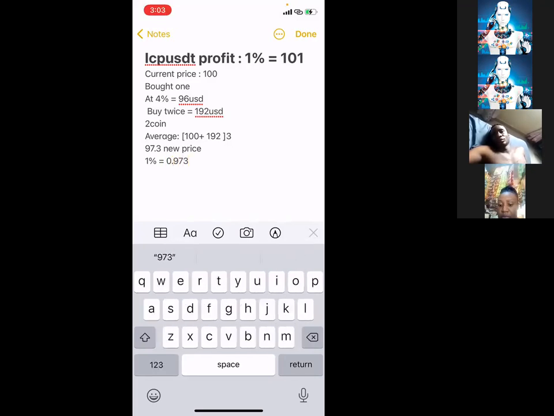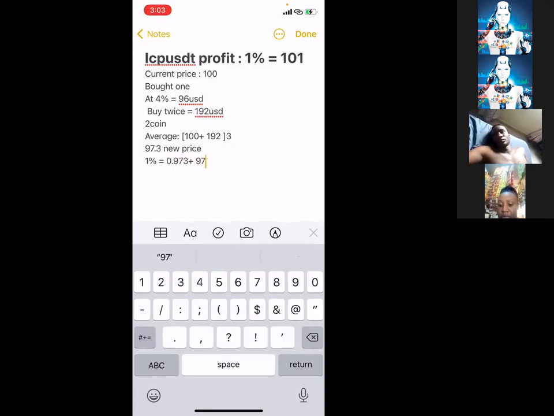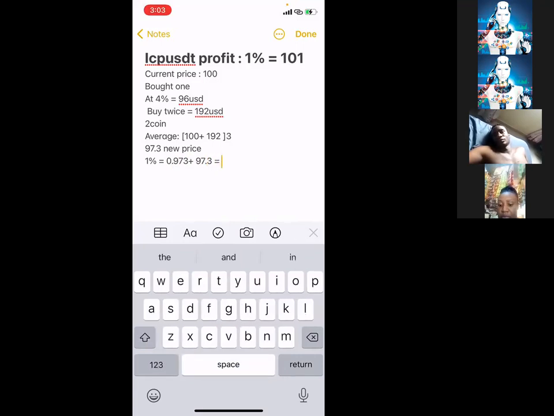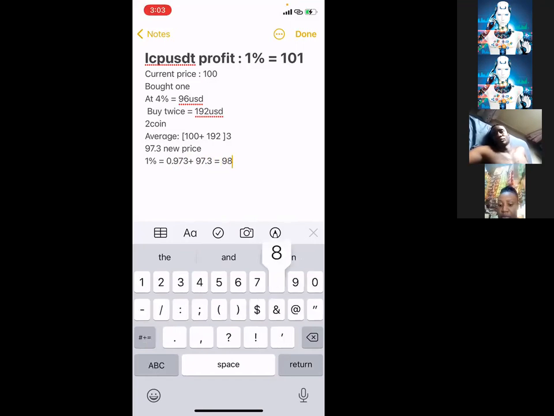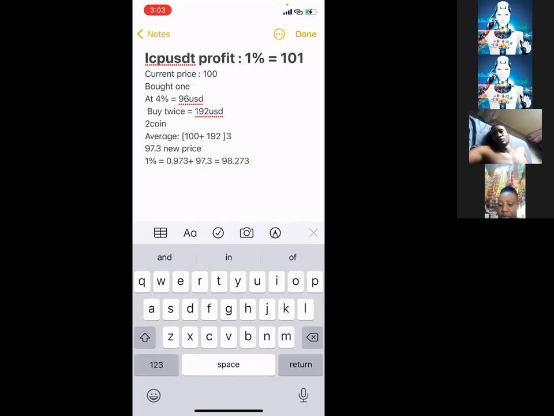Now add it to the price, which is 97.3. How much will it give you? Plus 97.3, that will give you 98.273. Now watch this. What does this show you? Very, very simple. The market doesn't need to go to $100 again to give you profits.